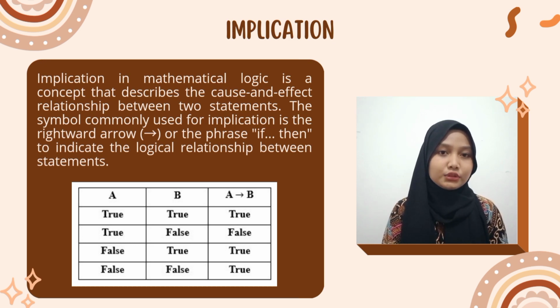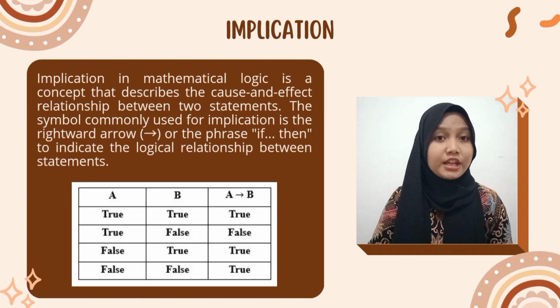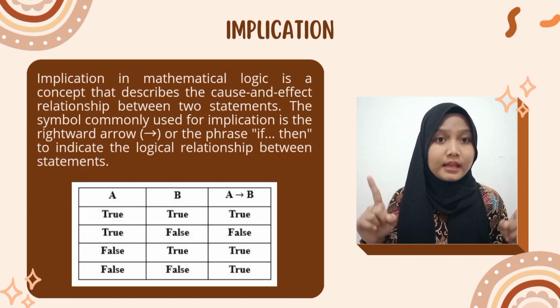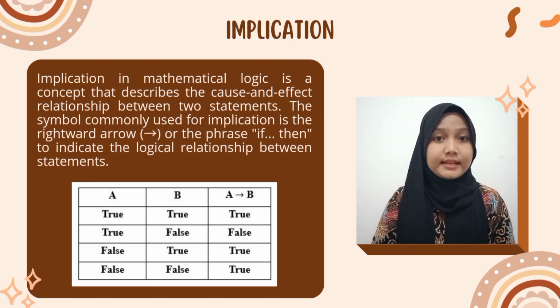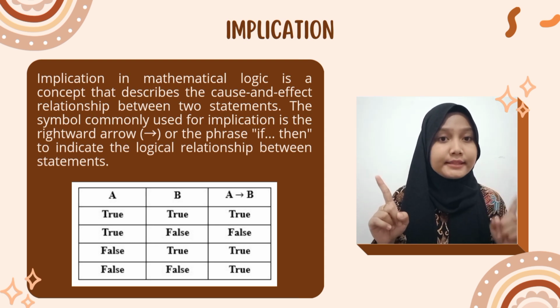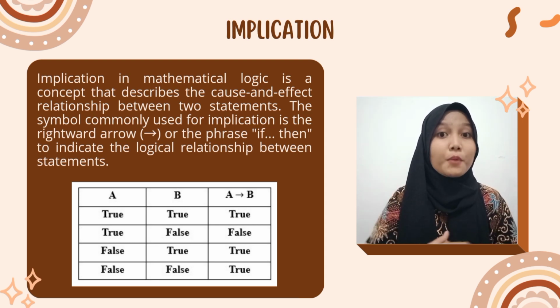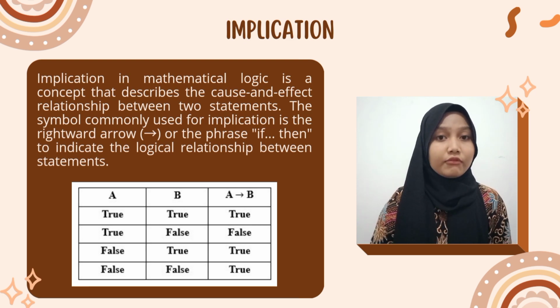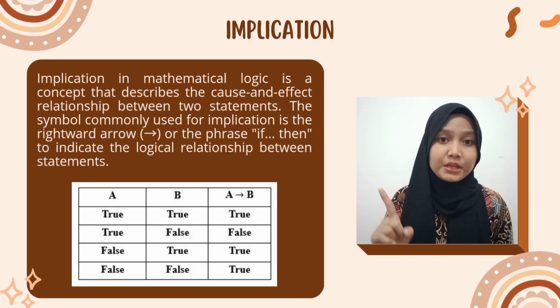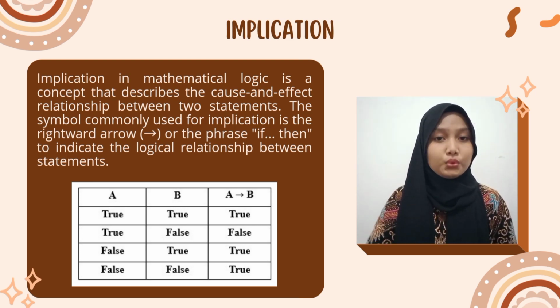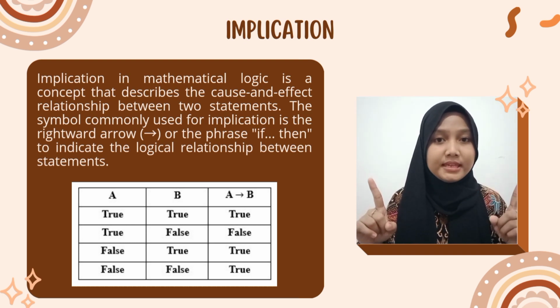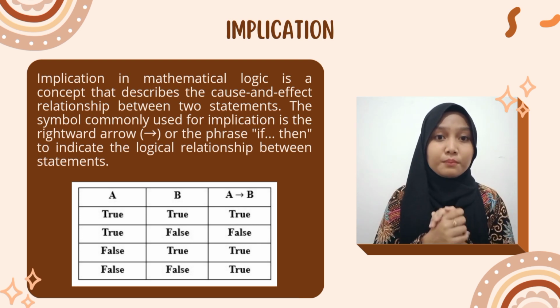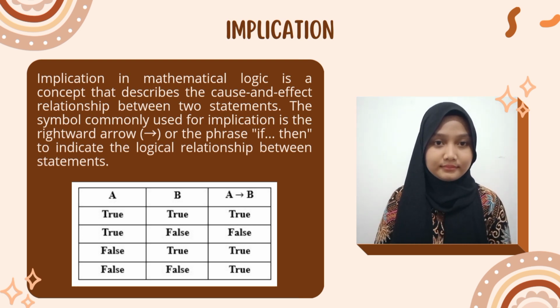Here is the truth table for implication. So, the implication A → B states that if statement A is true, then statement B must also be true. However, if A is false, the implication still holds true. Only in the case when A is true and B is false does the implication become false.